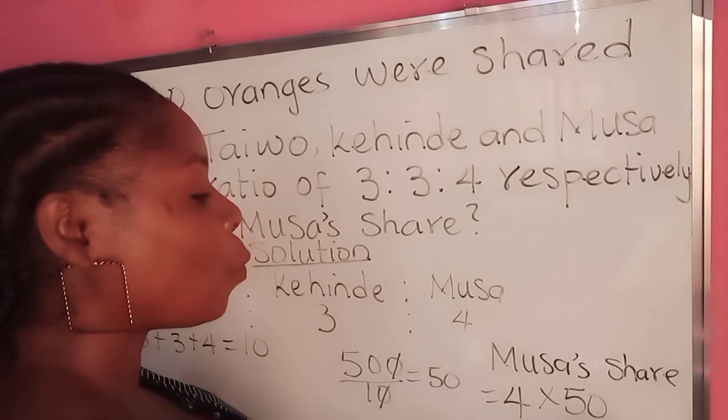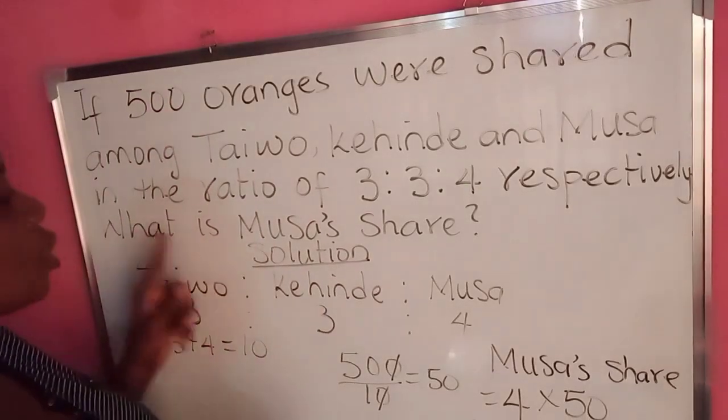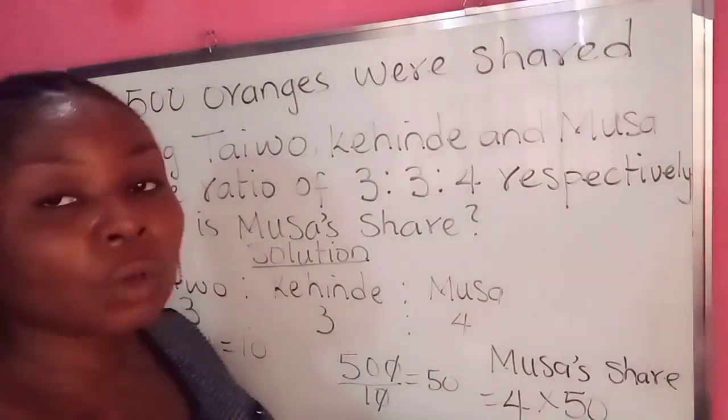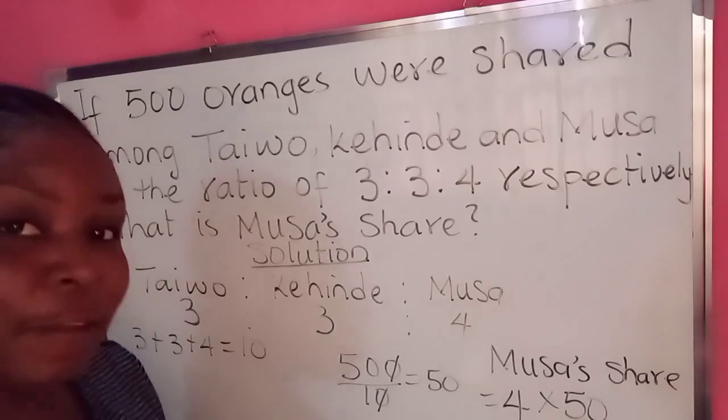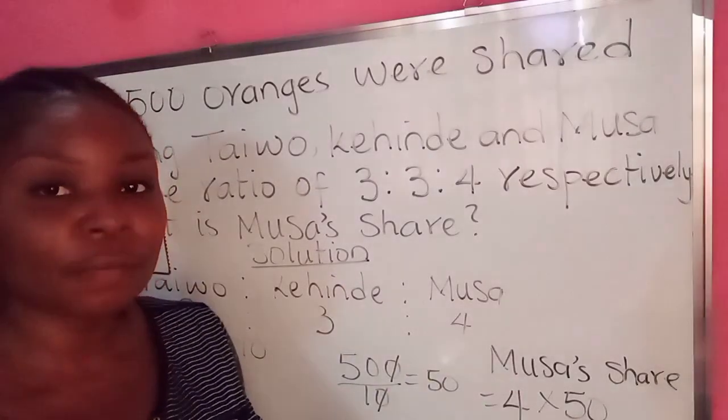So this answers the question. What is Musa's share? Musa's share is 200 oranges because he packed 4 shares of 50 oranges.